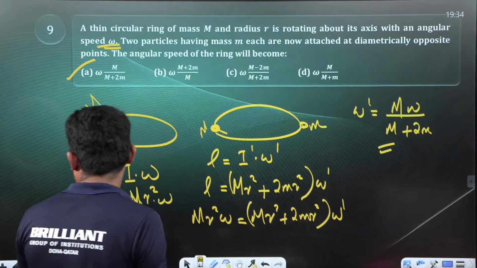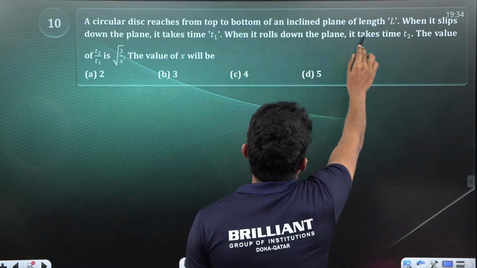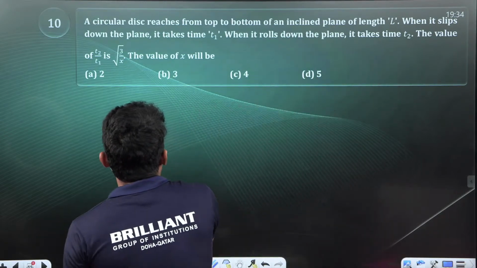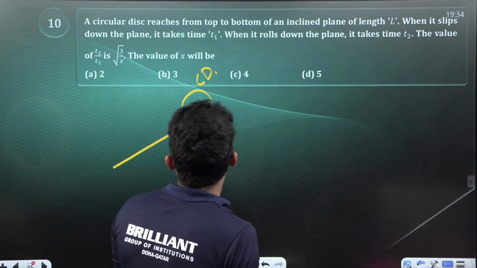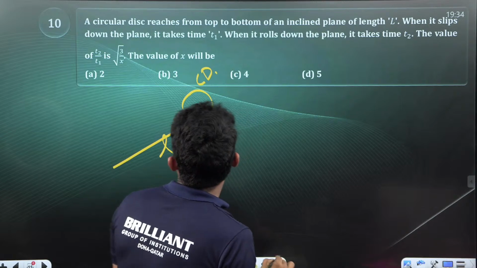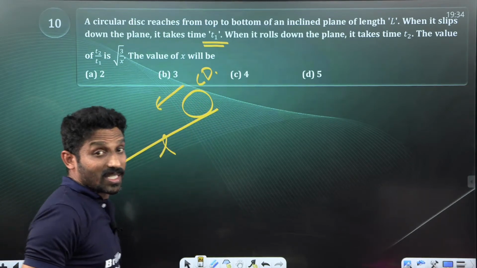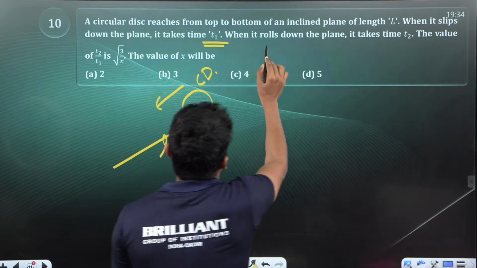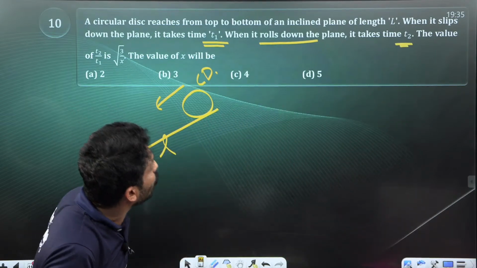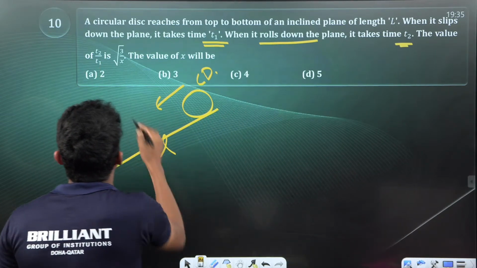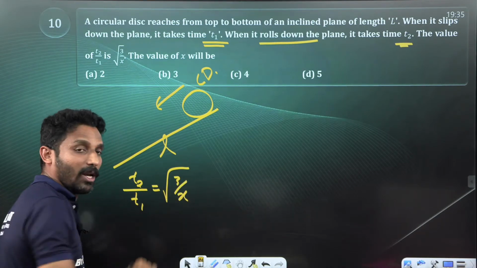Now the 10th and final question is: a circular disc reaches from top to bottom of an inclined plane of length L. When it slips down the plane, meaning it is sliding, it takes time t1. When it rolls down the plane, it takes time t2. The ratio of t2 by t1 is root 3 by x. What is the value of x?